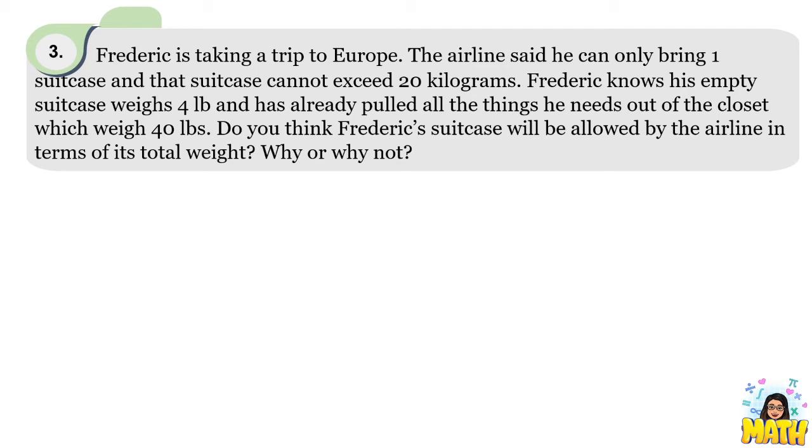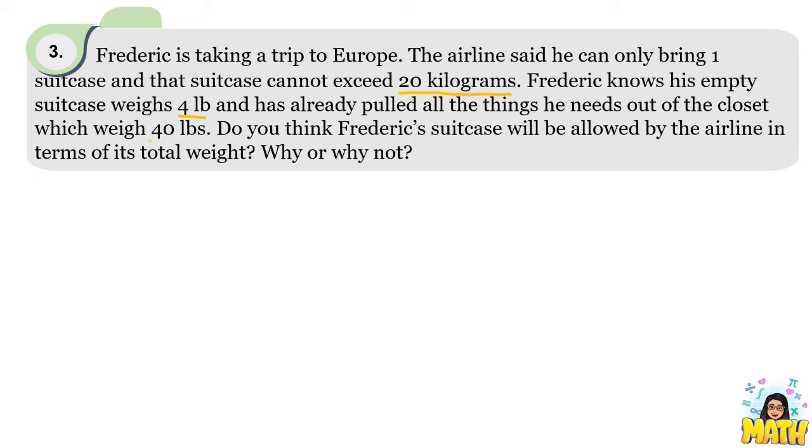Ibig sabihin may policy ang airline na dapat ang suitcase na dala ni Frederick ay hindi lalagpas sa 20 kilograms. Pero sabi niya, 4 pounds na yung bigat ng suitcase na wala pang laman.